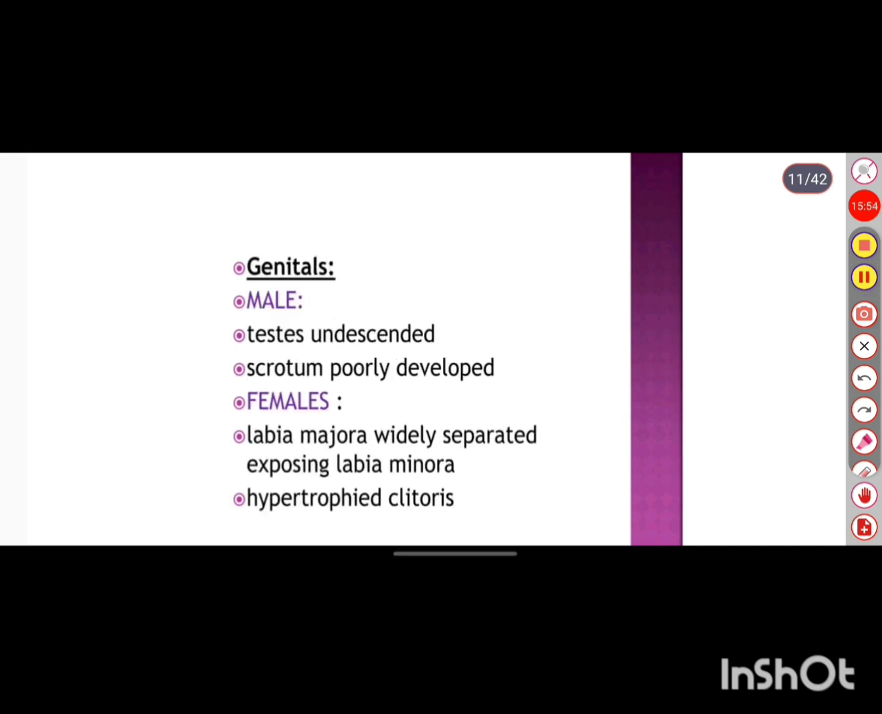The genitals: in male babies, the testes are usually undescended, and the scrotum is poorly developed. In the female babies, you can see the labia majora is widely separated, exposing the labia minora, and you can also see there is a hypertrophic clitoris.